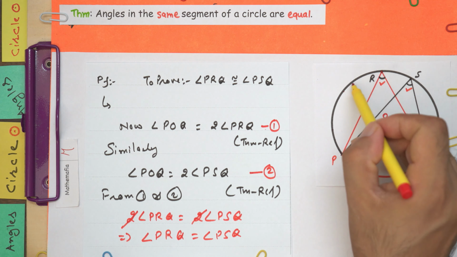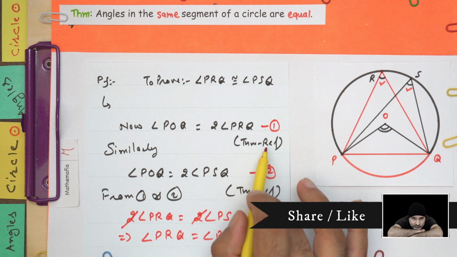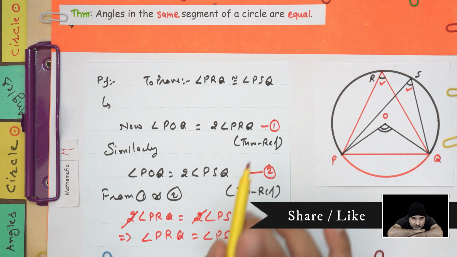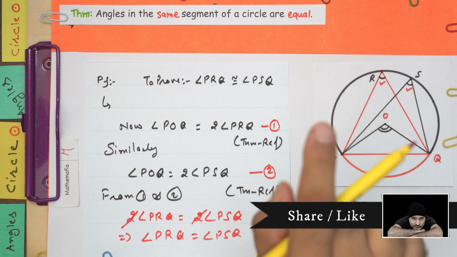So you can draw this angle anywhere on the circle. Your solution will always be the same. You just have to give a reference to the theorem we talked about earlier. If you are not aware about that theorem, then I strongly recommend that you go check that out.